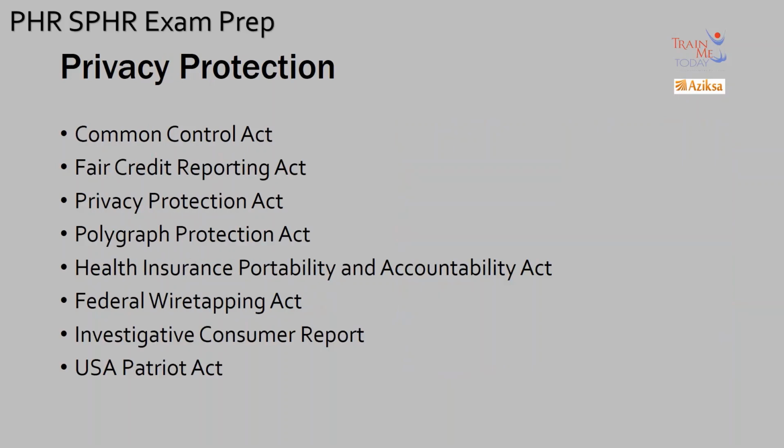There are several laws that have to do with privacy protection in the workplace. I would like for you to take some time to go through and understand what these laws are. Look at them from a historical perspective, then bring them up to date. So we've got the Common Control Act, the Fair Credit Reporting Act, the Privacy Protection Act, Polygraph Protection Act, Health Insurance Portability and Accountability Act, that's HIPAA, and it's huge. If you've been to the doctor in the last 5 years, you know how important HIPAA is. Federal Wiretapping Act, Investigative Consumer Report, and the USA Patriot Act.